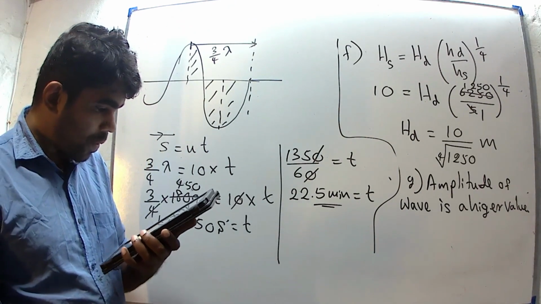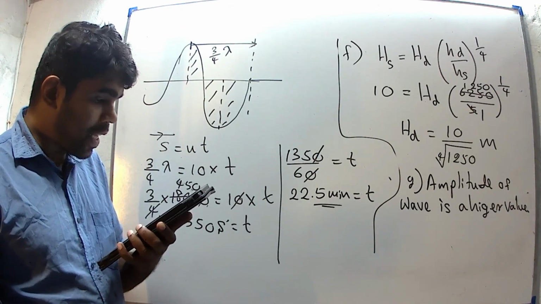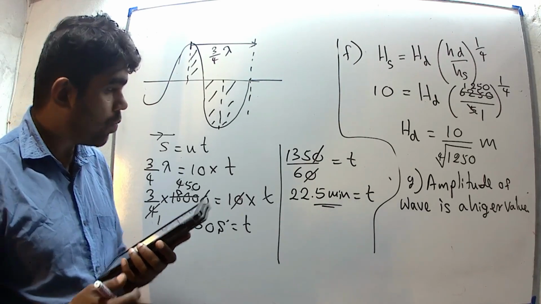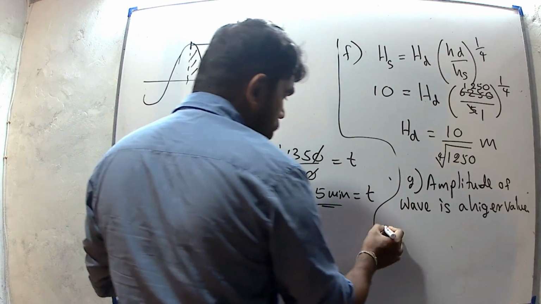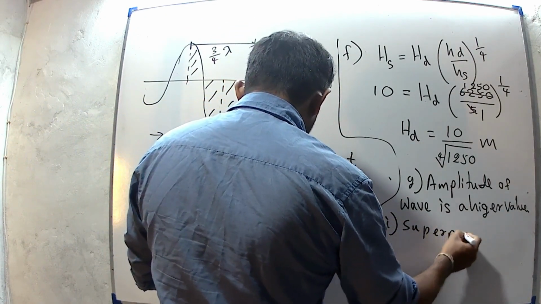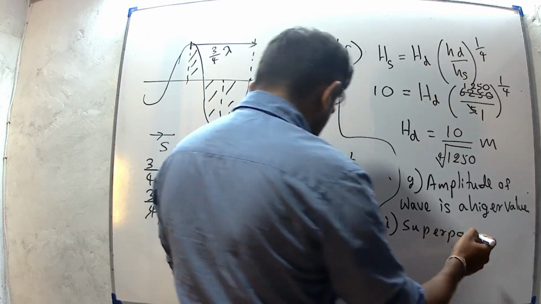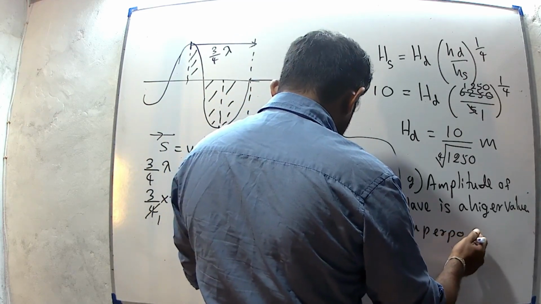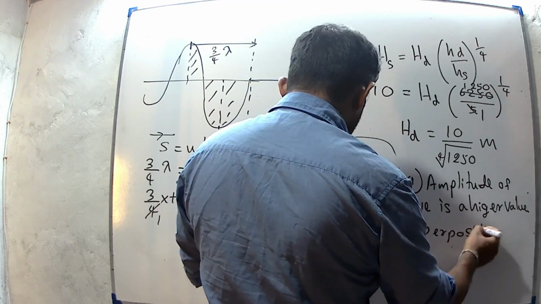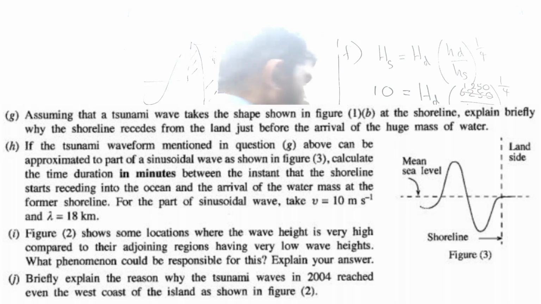Superposition of primary source and refracted waves. We can write directly, superposition of waves.